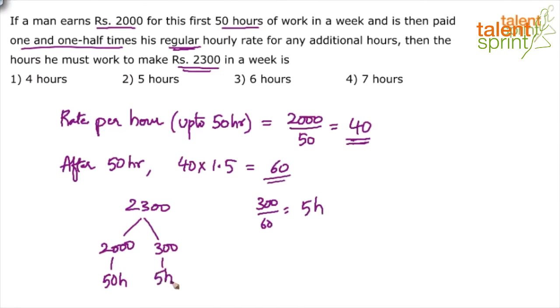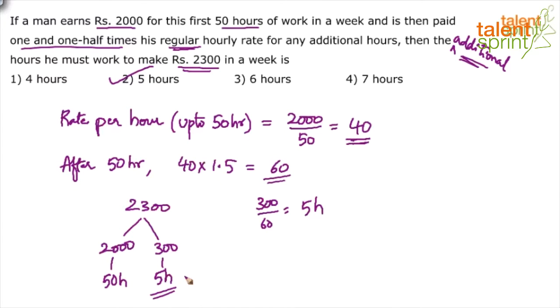Are you able to follow? 5 hours. So then the number of hours he must work to make rupees 2,300 in a week. I think number of additional hours. It should not be number of hours, number of additional hours here. For how many additional hours should he work? He should work for 5 more hours, right? If he works for 5 more hours, he will get 300 rupees.